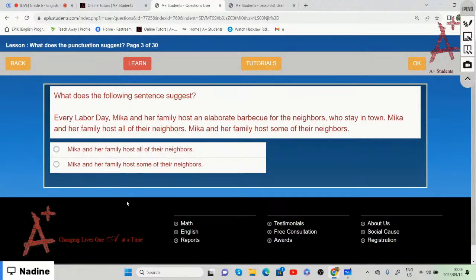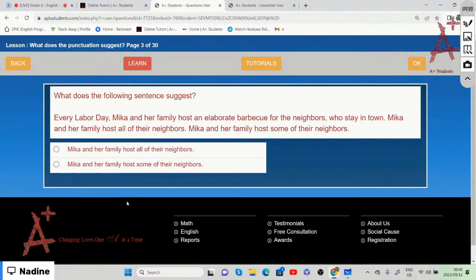All right, so if we look at the sentence, what does the following suggest? Mika and her family either host all of the neighbors, or host some of the neighbors, if they are living in town. They're specifically saying that Mika and her family host an elaborate barbecue for neighbors who stay in town. Does it mean that she's hosting all of the neighbors, or does it suggest that she is hosting only some of the neighbors?